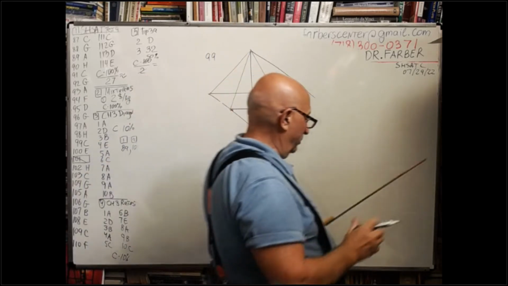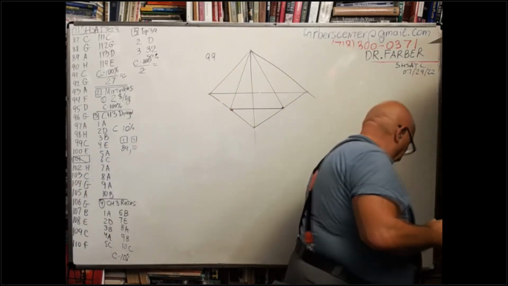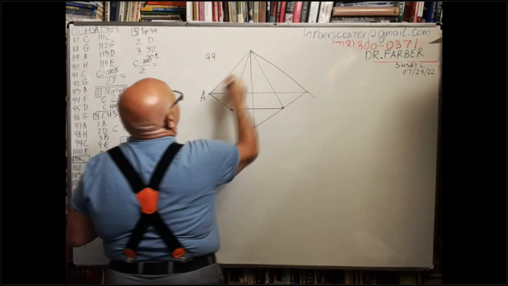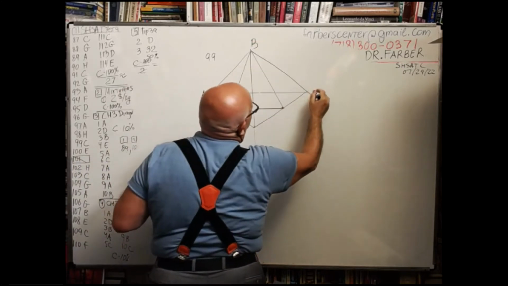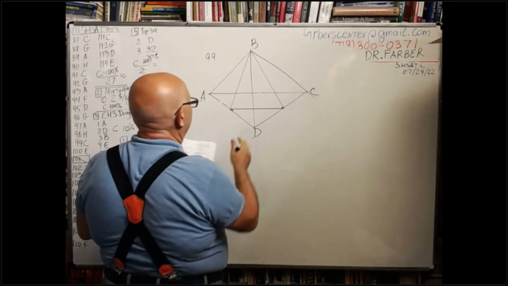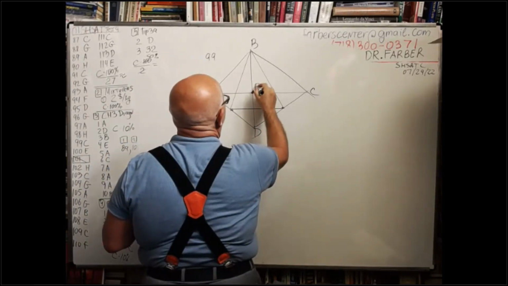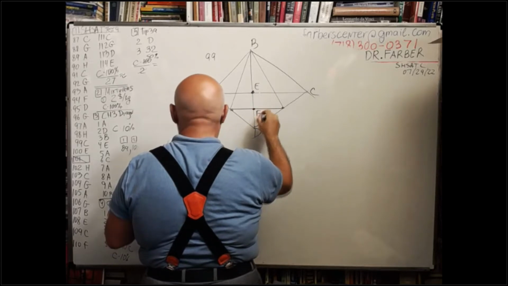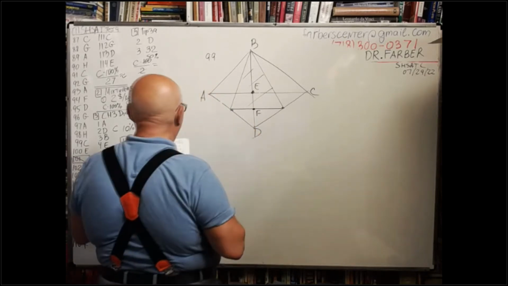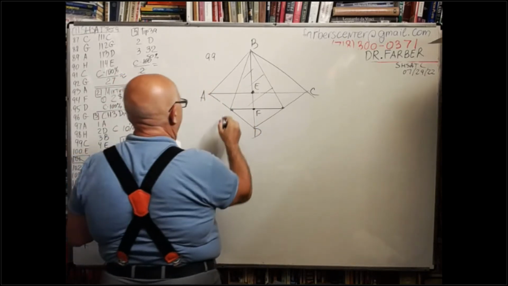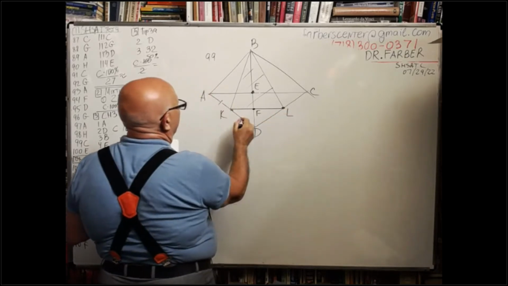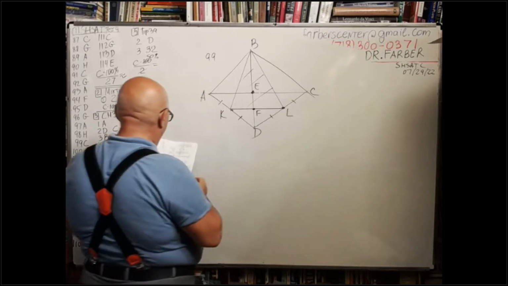And now let me put some letters here. A, B, C, D. This E. Let's say this is F. And this is shaded. And this is, let's say, K and L. And this midpoint. Okay.